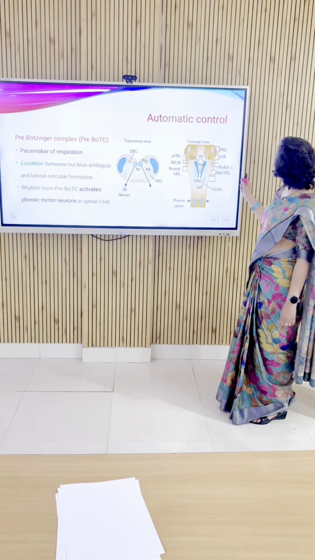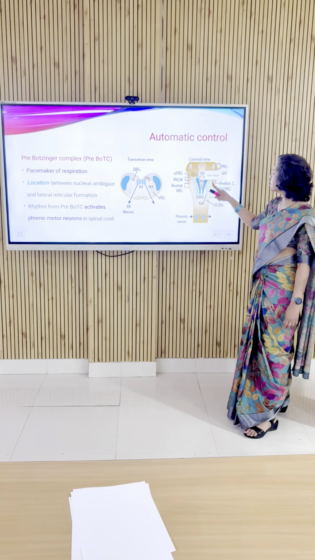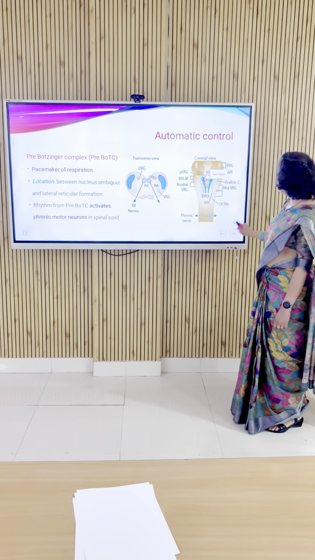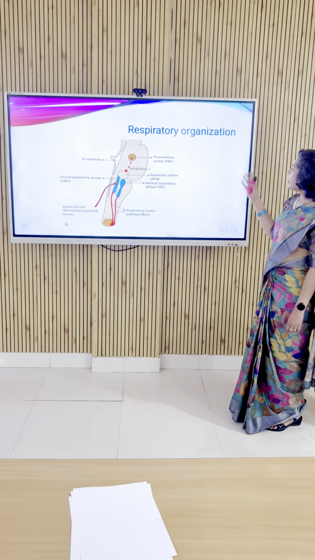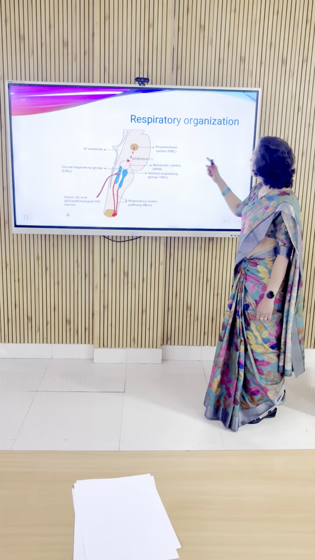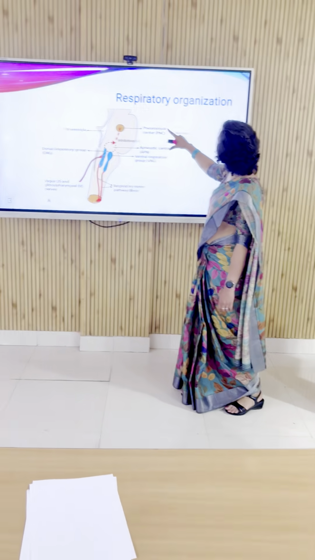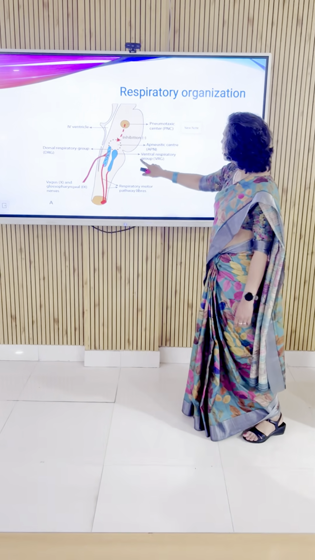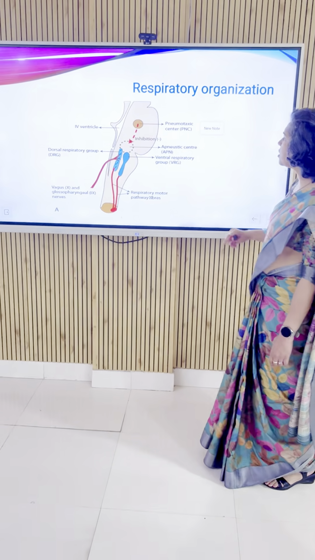You can make out the location of the pre-Bötzinger complex from this figure. It lies inside the medulla. Again, a diagrammatic representation to show the respiratory centers. You can see the pontine centers here, medullary centers, dorsal and ventral respiratory group of neurons.